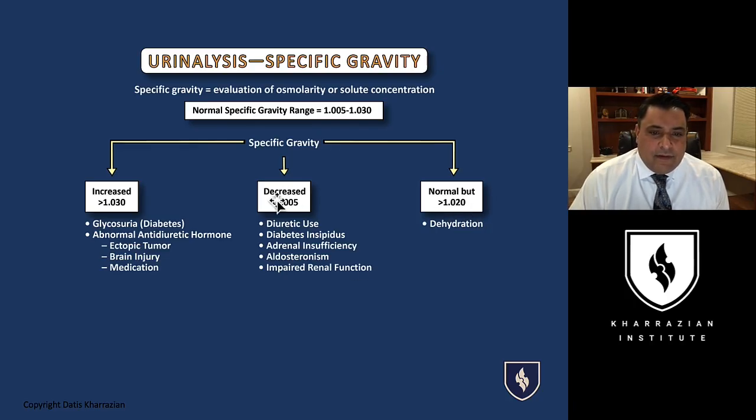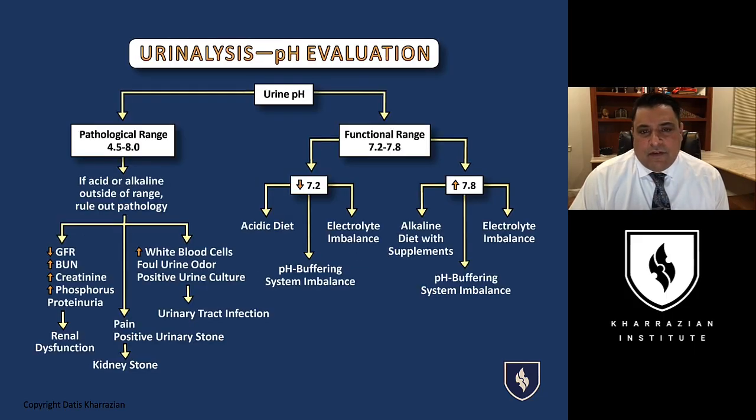Now, if you see the specific gravity less than 1.005, here's the list of concerns. Definitely impaired renal function is an issue. Diuretic use, you'll see with many patients on high blood pressure medications. And if you start to see their specific gravity elevated greater than 1.03, you're really looking at diabetes and something that's more serious. Then you can look at the urinalysis pH evaluation. And then in the pathological range, you can look at the serum markers, and if, again, like we talked about, GFR is low, BUN's high, creatinine's high, phosphorus high, and there's protein in the urine, you have renal dysfunction.